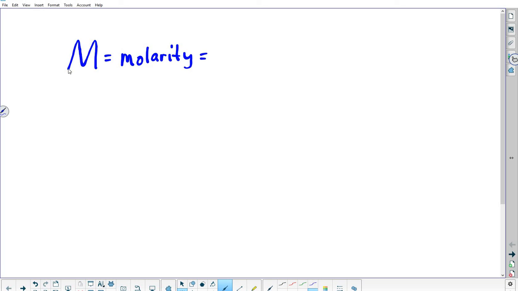And the way I remember this is it's like a mountain because it's a capital M. And it is moles over liters. And it is moles of solute over liters of solvent.